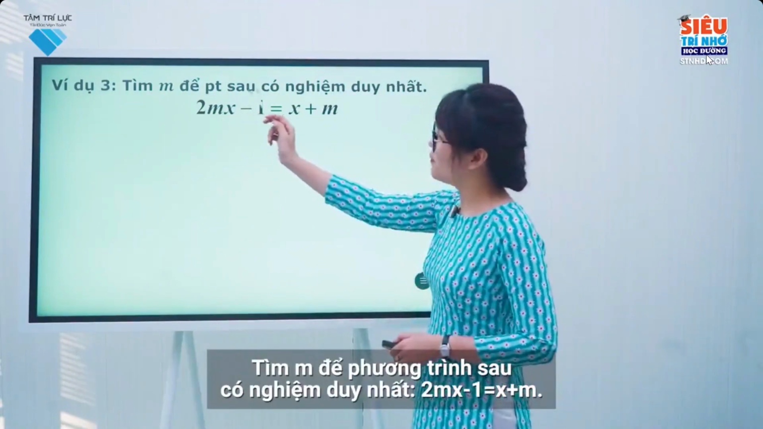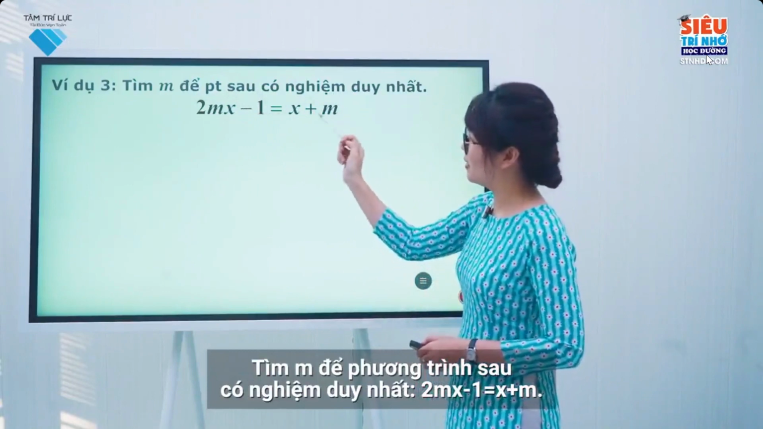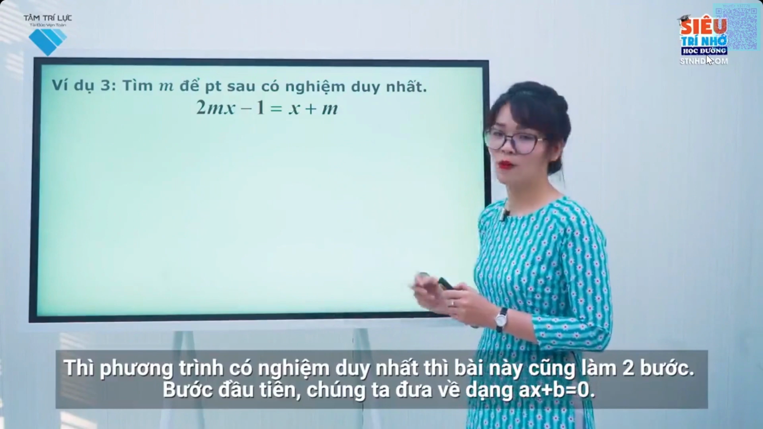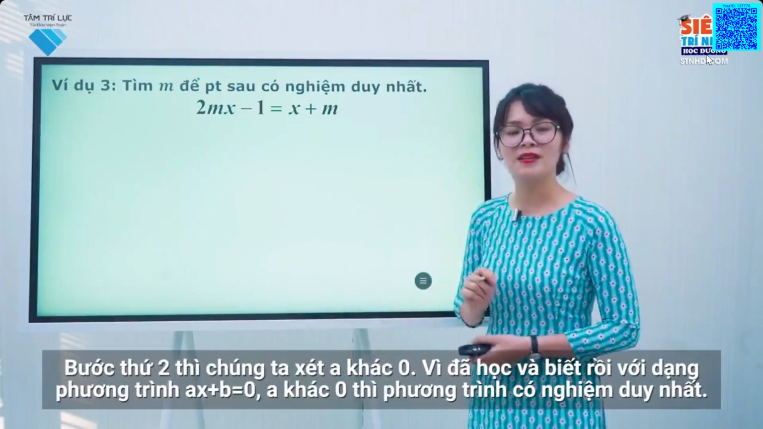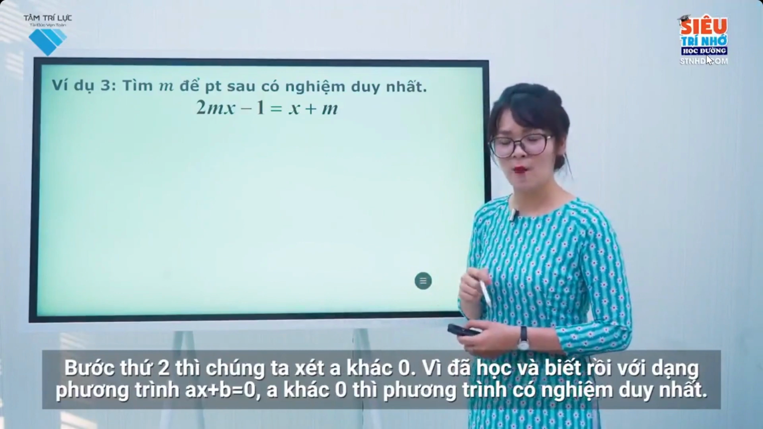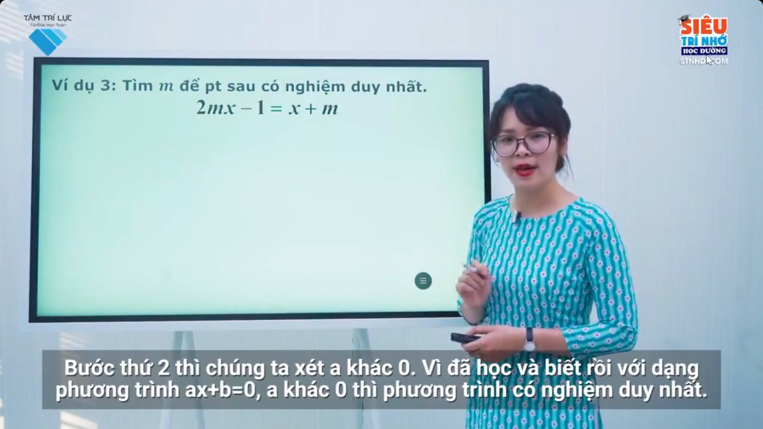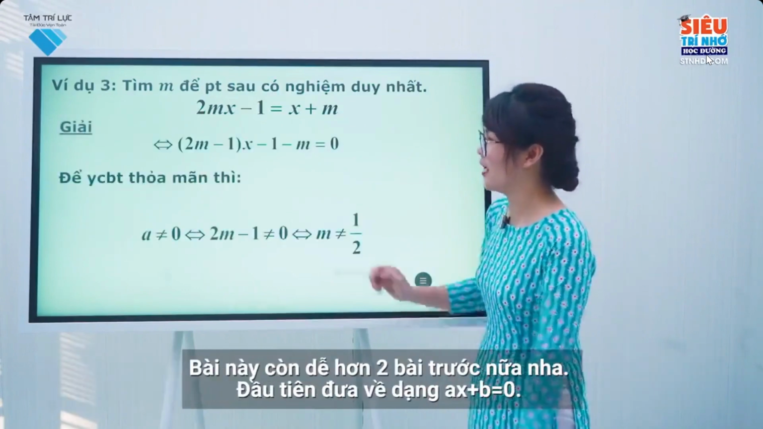Find the values of m so that the following equation has a unique root: 2mx minus 1 equals x plus m. To solve this equation, we do 2 steps. Step 1, convert the equation to the form ax plus b is 0. Step 2, consider the case a isn't 0. We've learned that with the form ax plus b equals 0, when a isn't 0, the equation has a unique root. This equation is easier than the 2 previous ones.